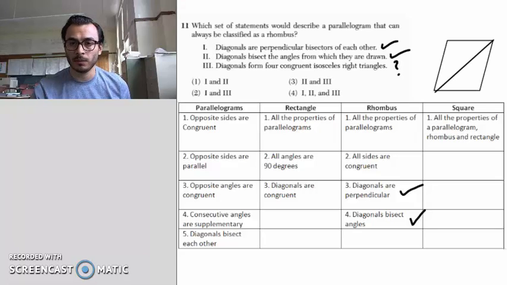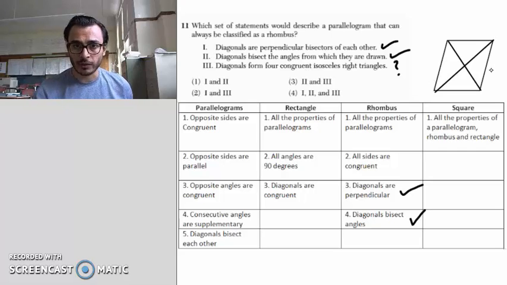So let's go ahead and work that out. All right, so here I drew a parallelogram, I drew the diagonals, and option 3 is telling me that we're going to have 4 congruent isosceles right triangles. So what that means is that all these sides are equal, and you have right angles here. And so all these triangles are isosceles and they are congruent to each other.